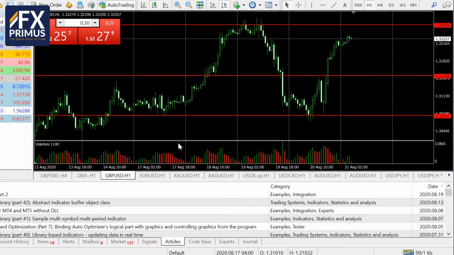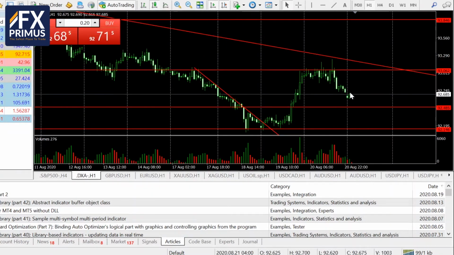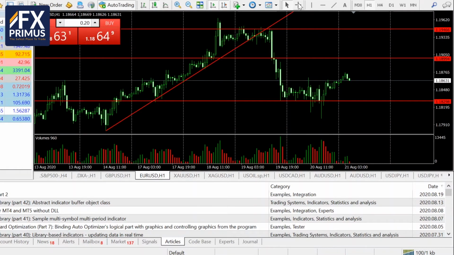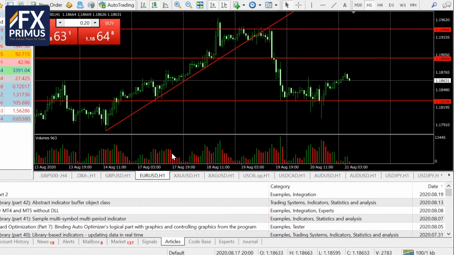Yeah, so there was more volatility and movements on the UK pound. That was again a similar story. If the US dollar decides to weaken, we could see the euro dollar coming back up to test the immediate resistance level here of 1.1900, which is about 38 pips to the upside.